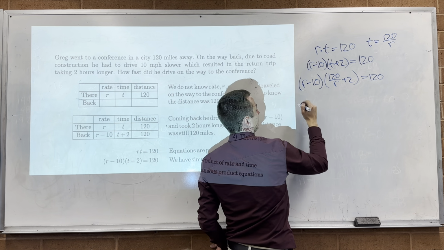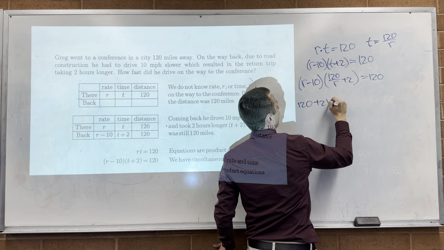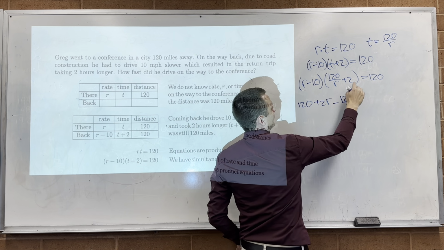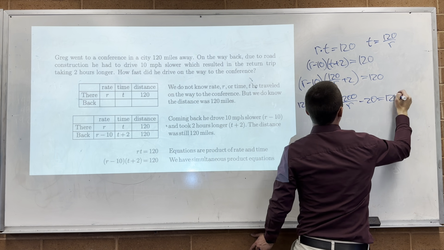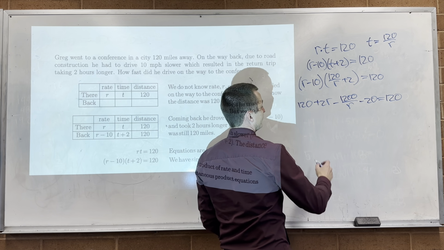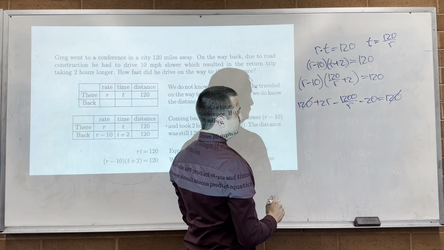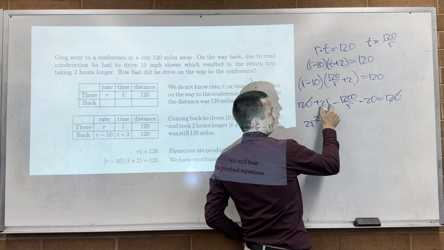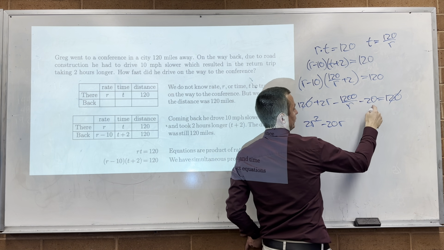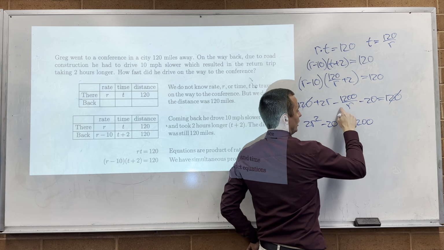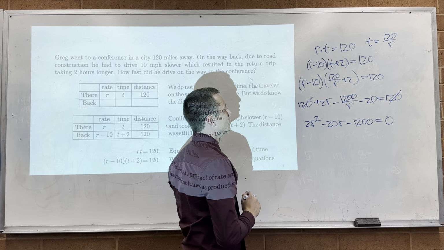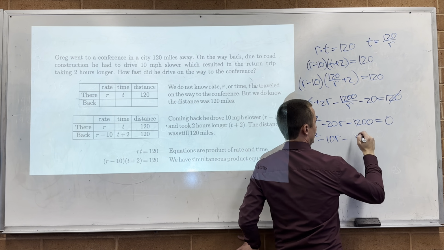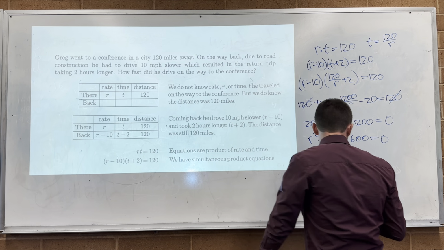Multiplying it all out, that times that gives me 120, that times that gives me plus 2r, that times that gives me minus 1200 over r, and that times that gives me minus 20, is equal to 120. Cancel out the 120s on both sides, and multiply through everything by r. So I get 2r squared, that's this term, minus 20r, that's this term, minus 1200, r squared when I multiply by r, is equal to that. Divide everything by 2, we get r squared minus 10r minus 600 is equal to 0.